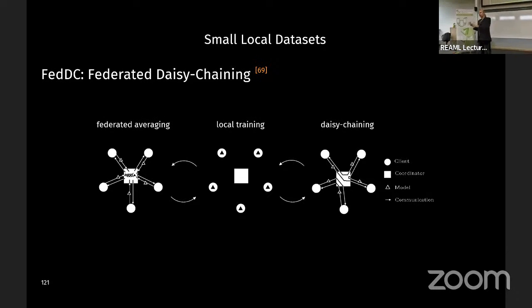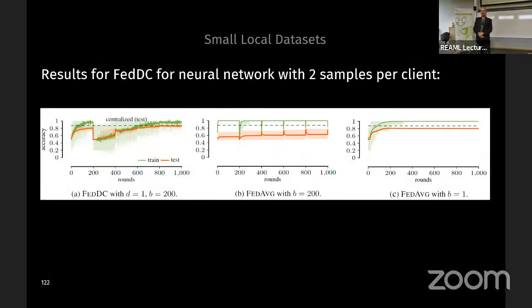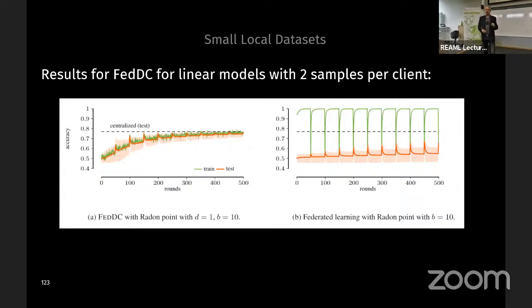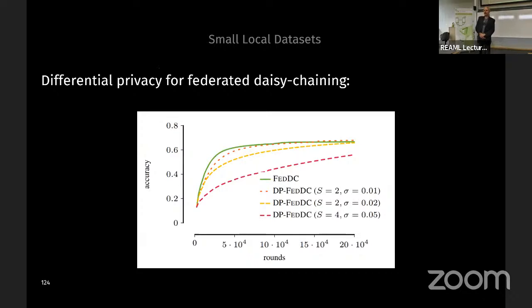And of course, you have a lot of privacy concerns there, but I don't want to go into the details. The nice thing is that with this technique, you can train, in this case, a simple neural network on a synthetic data set with only 2 samples per client. Or we did it here for linear models on the SUSY data set, also with only 2 data points per client. And of course, if you want differential privacy, I told you 5 minutes ago how bad differential privacy is. We did differential privacy.